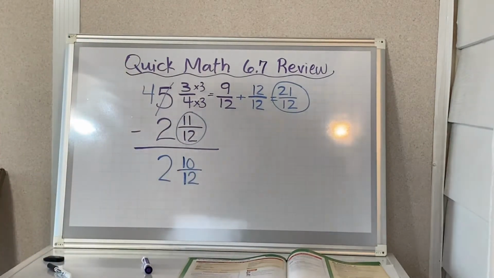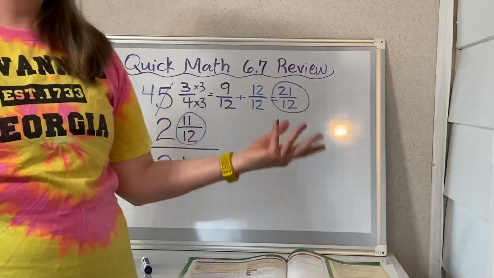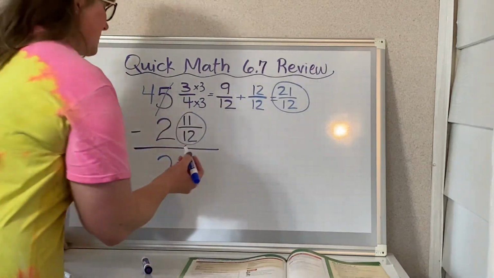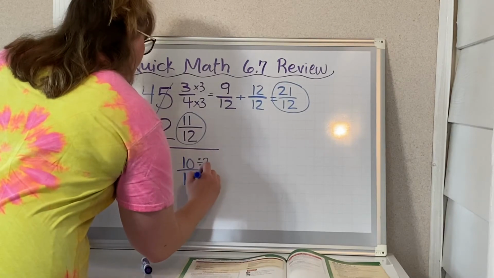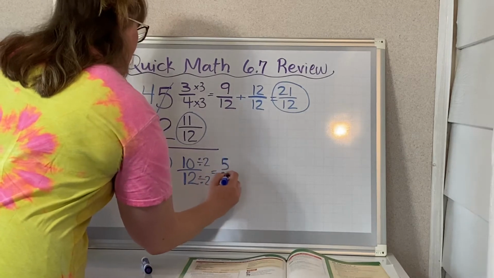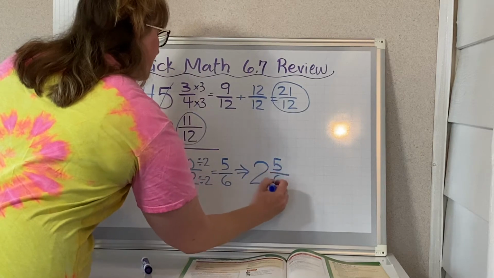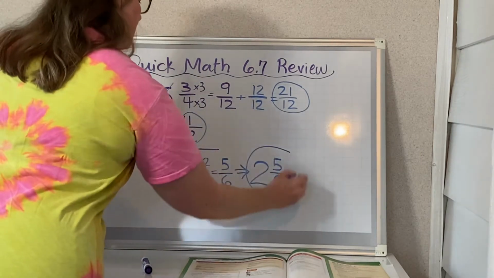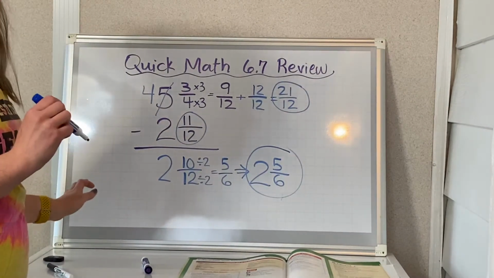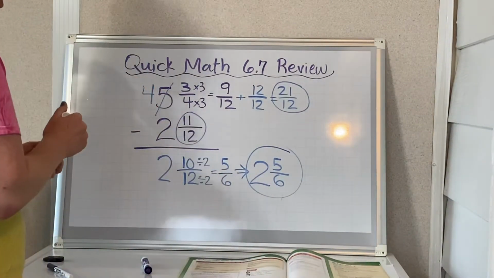For this one, we're not finished because I look at my fraction and I know 10 and 12, they both have a number that I can divide out, the same number. I know they're both even, so I can divide 2 out of both of them. Divide by 2. So that becomes 5 and that becomes 6. So my final answer is 2 5/6. So this is mixed number subtraction with renaming, or if you need, with regrouping.